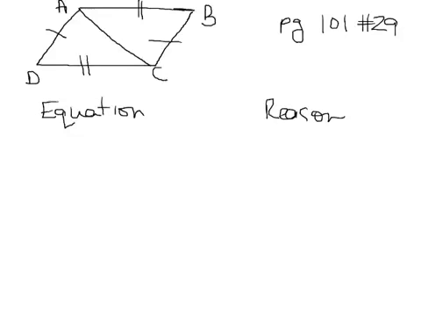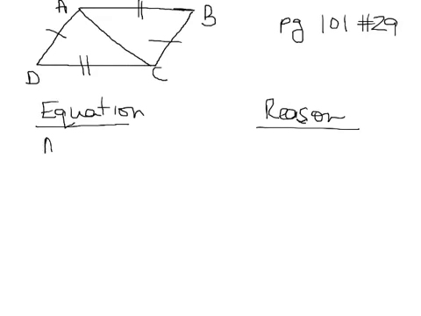Okay, we're in section 2.5, problem number 29 from your classwork. It's on page 101. I'm going to go through the answers with you guys in hopes that you'll understand proofs a little bit better and you can do 28 independently. First thing we do, we write down the givens, and the givens are part of the drawing this time.